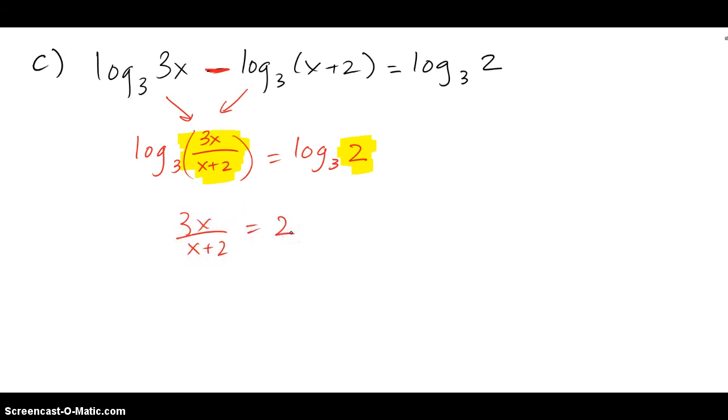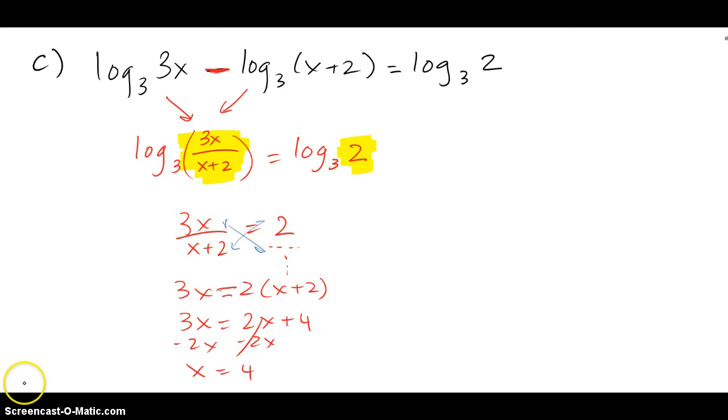So here I don't do the circle because I have logs on both sides and their arguments must be equal if their bases are the same. Thereafter I can just cross multiply. After I cross multiply, it's just a linear equation. I isolate x and I put in a 4 in here, I get a positive argument. I put a 4 in here, 4 plus 2 is a positive argument, so this must be good.